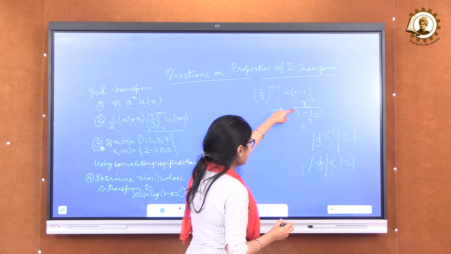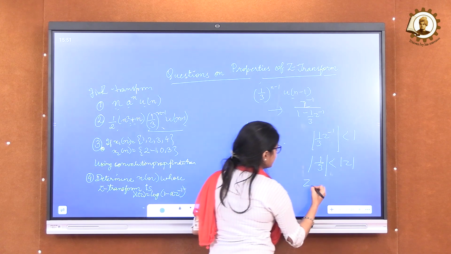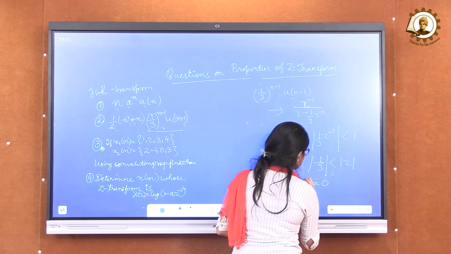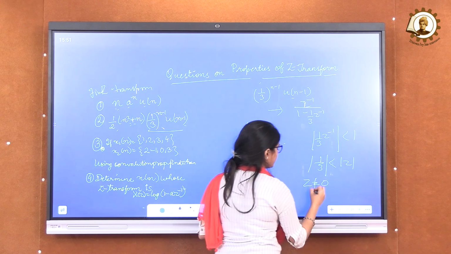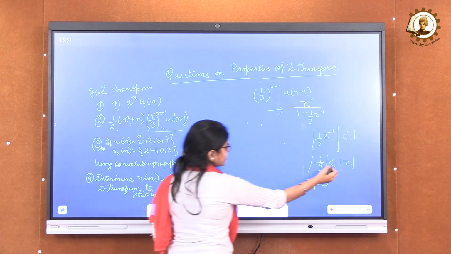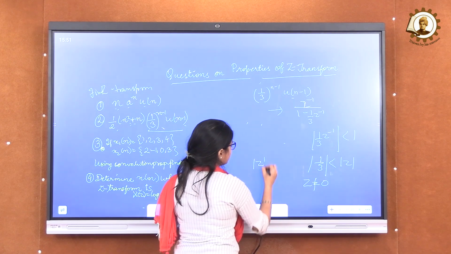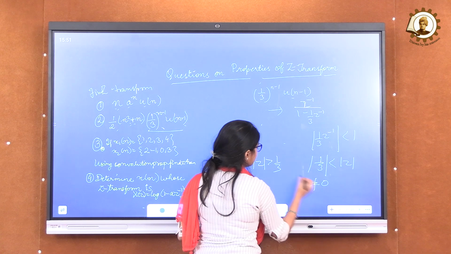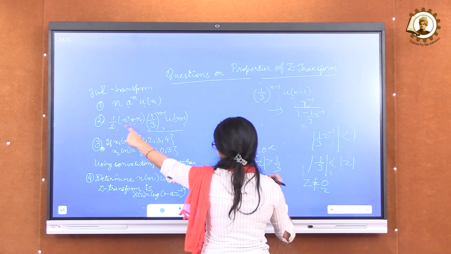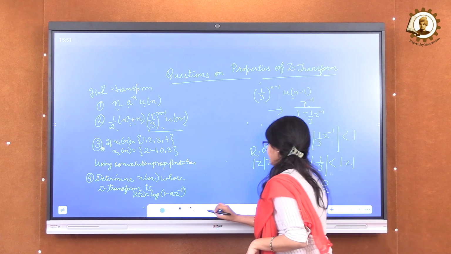And since there is 1 by Z, Z will not be equal to 0. You should not take Z equal to 0. So this portion is Z not equal to 0. That means the entire ROC will be mod Z greater than 1 by 3, and it will not include 0. This is your ROC for the previous question, question number 2. And how to do it we have already done.